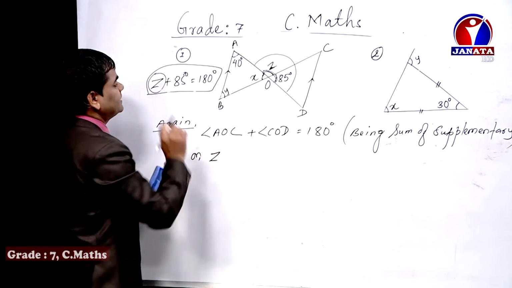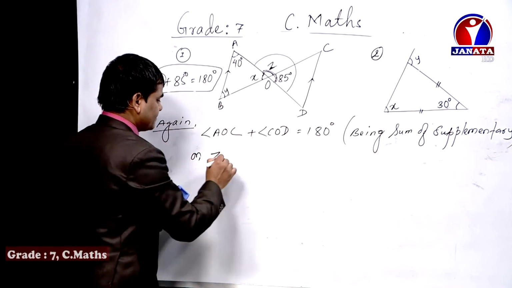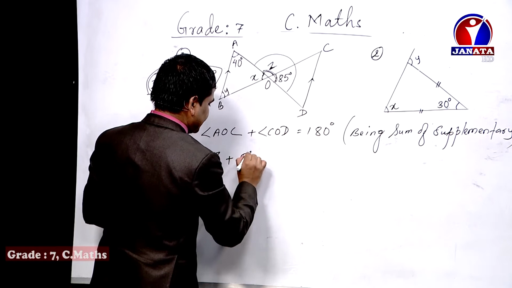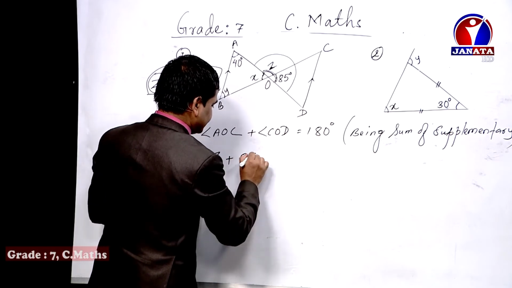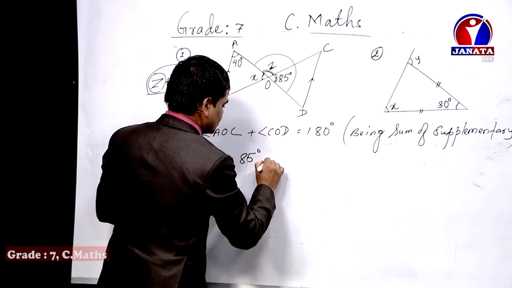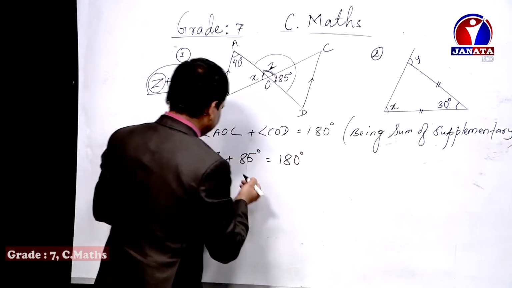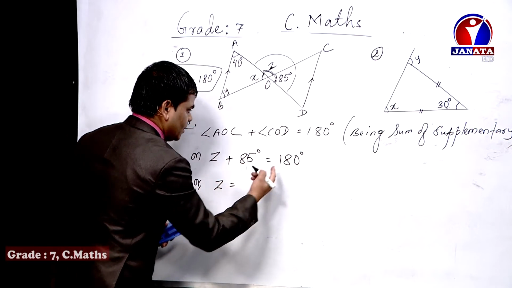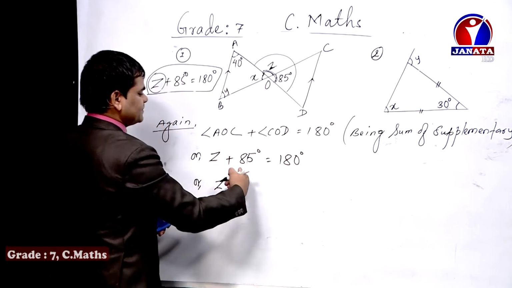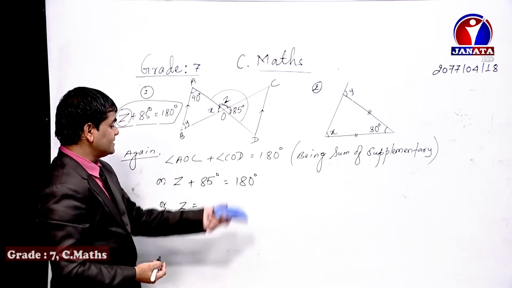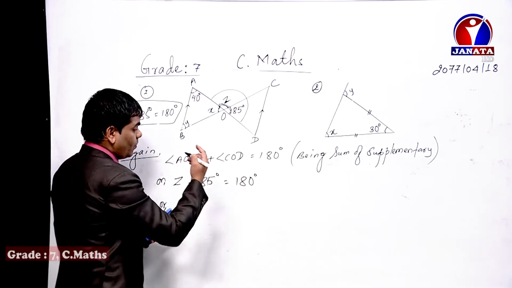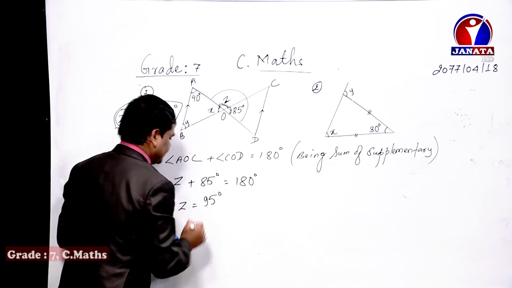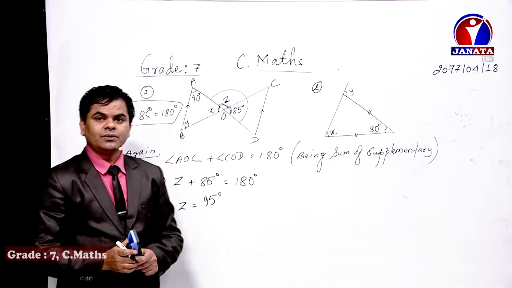Now only we will copy this statement. Angle z plus angle COD. What about COD? COD is given already in the question as 85 degrees, isn't it? 85 degrees equals 180 degrees, and then we will find out the value of z. What will it be? z equals 180 degrees. By taking this 85 degrees to the right hand side, it will be minus from 180 degrees, and comes the value of z as 95 degrees. So directly z equals 95 degrees.